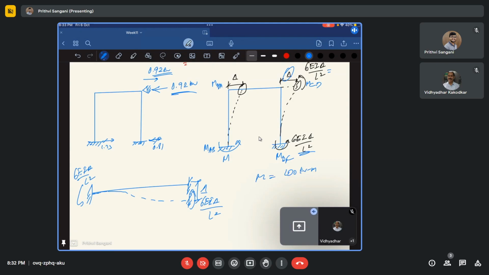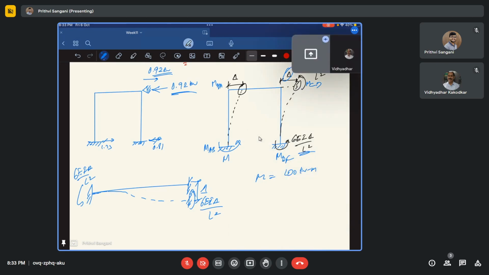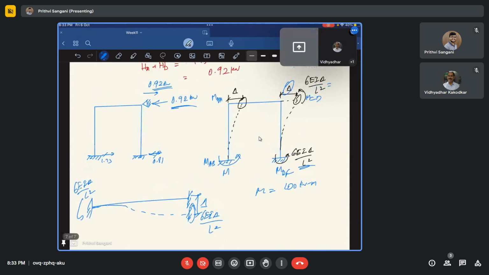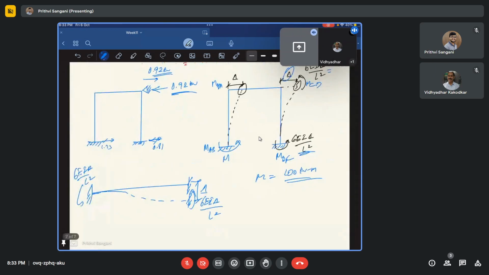Once we solve the question, I think it will be very clear. So why am I assuming M as 100 kilonewton meter? Let us say because of this delta, I'm getting a moment of M, which is actually 6 EI delta by L square. So this 6 EI delta by L square, I'm assuming it as 100 kilonewton meter. Okay.